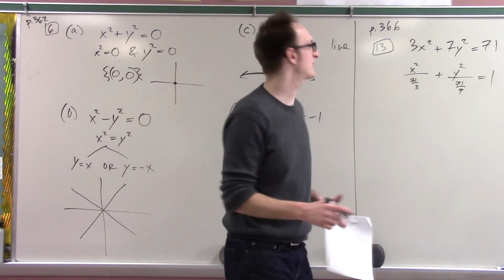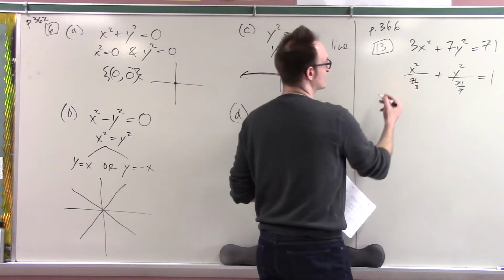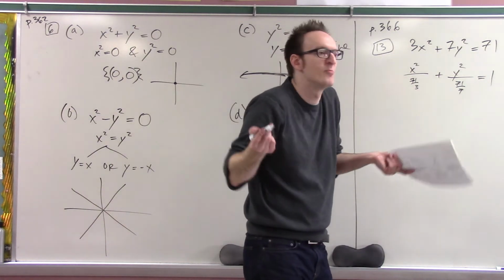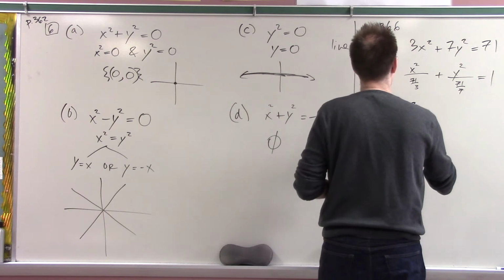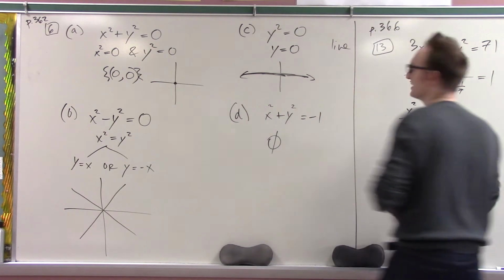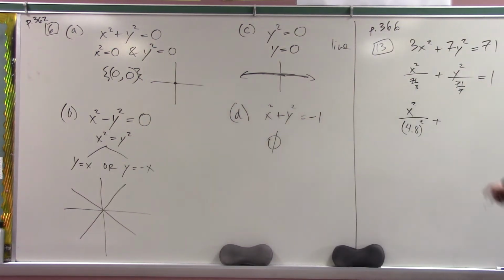23-ish? So if that's 23-ish, what's the square root of 23-ish? Like 4.8 or something. So I'll call that x squared over 4.8 squared-ish. You guys following this? And then 71 over 70 is like 10-ish, so 3-ish. So I'll call that like 3.1 or whatever-ish. So that's all I'm gonna do. Cool, good. All right. It's an ellipse.